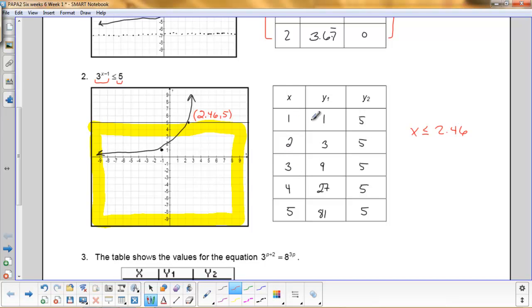Okay, let's use our table to determine where the answer is approximately situated. 1 is less than 5, 3 is less than 5, but 9 is greater than 5. So that means that the answer occurs between the values of 2 and 3. So be able to read from a table so that you can understand where the solution actually is.